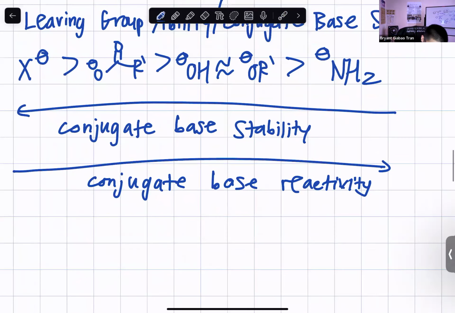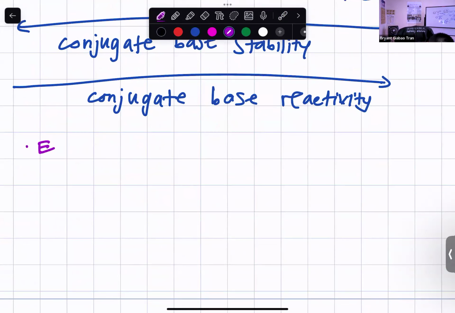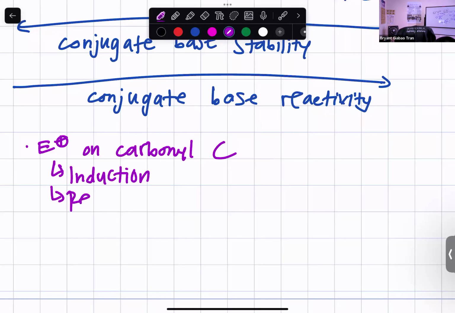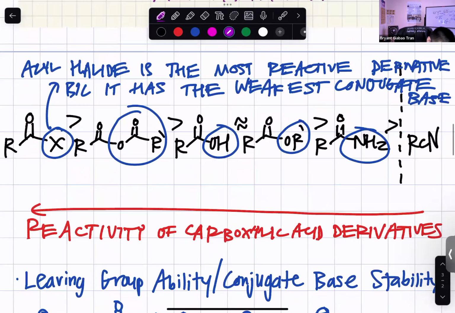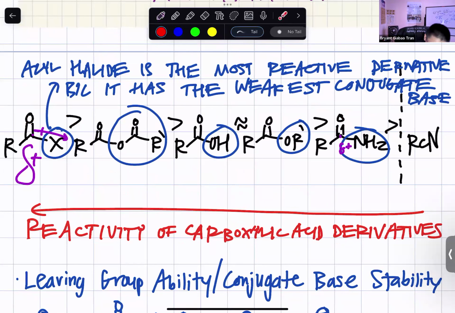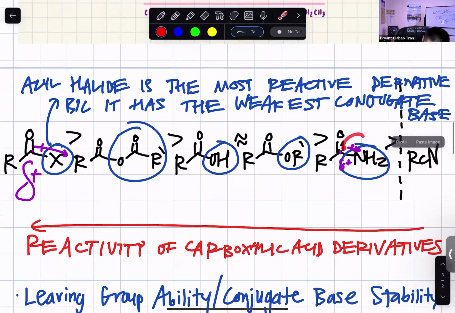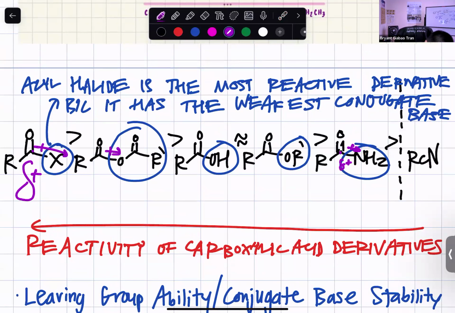The other factor is going to be electrophilicity on the carbonyl carbon. And there are two factors: the inductive effect and resonance. So the acyl halide has the biggest partial positive charge, and the amide will have the smallest partial positive charge because of induction and resonance. This halogen here is the most electronegative, so it's withdrawing electrons or pulling on electrons on this carbon more. So as this carbon is losing electrons, it's becoming more positively charged. This nitrogen is the least electronegative, so it has the weakest pull, making it the smallest partial positive charge. And then oxygen is in the middle, so it's the intermediate, giving the middle partial positive charge. So that's the induction effect.